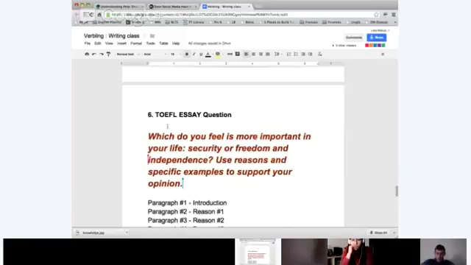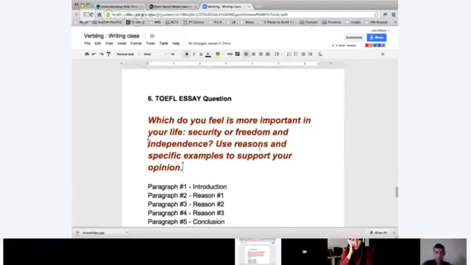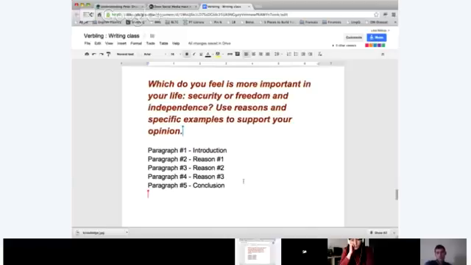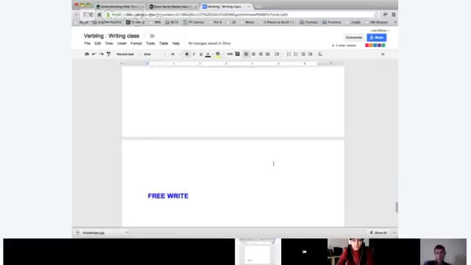And the last one is the TOEFL essay question. It says, which do you feel is more important in your life? Security, that means feeling safe, or freedom and independence? And you have to use reasons and specific examples to support your opinion. So you want to try to get 5 paragraphs. The first paragraph is an introduction, and then you explain your reasons, and then you have a conclusion. So do you feel it's more important to be safe in your life, security, or to have more freedom and independence to do the things that you want to do?